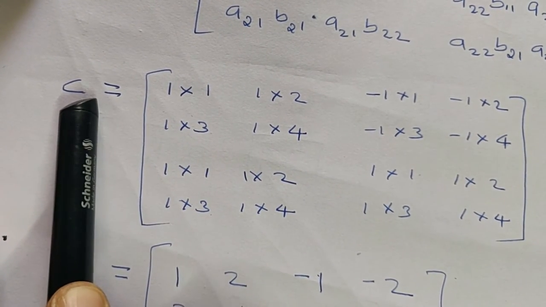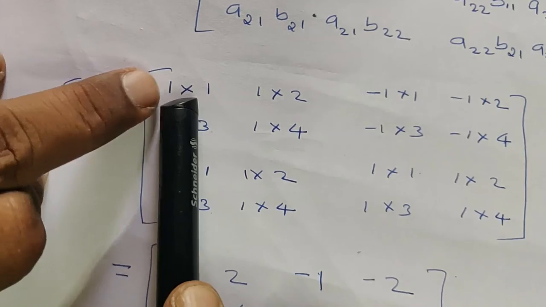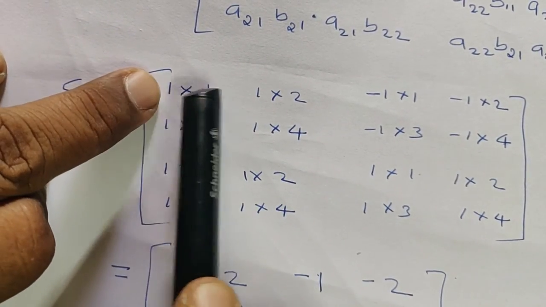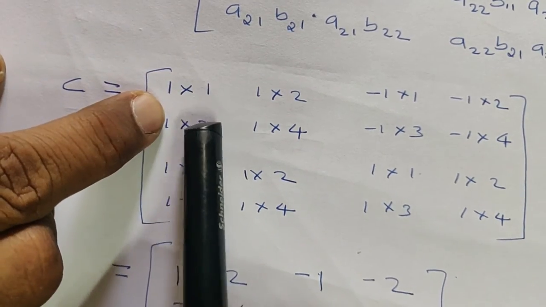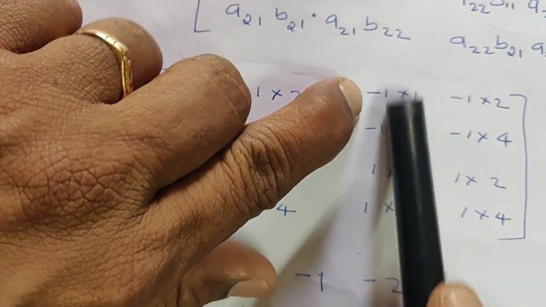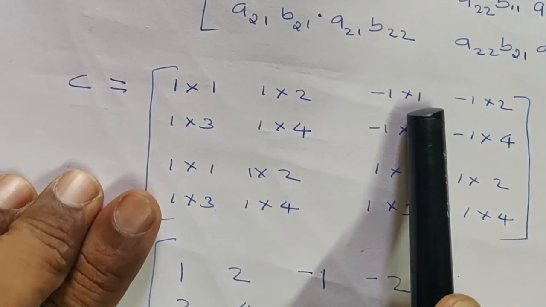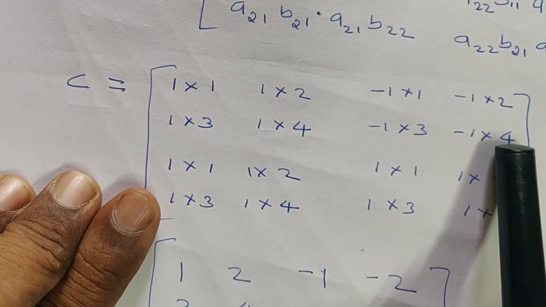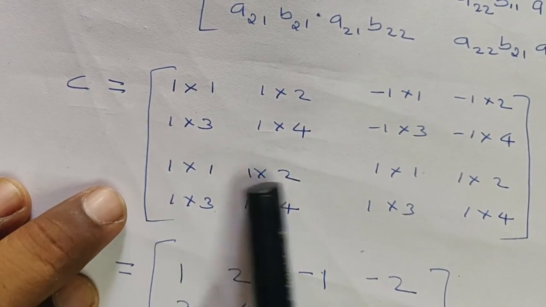The resultant C is equal to 1 into matrix B, that is 1, 2, 3, 4. That is 1 into 1, 1 into 2, 1 into 3, 1 into 4. Then -1 into matrix B, that is -1 into 1, -1 into 2, -1 into 3, -1 into 4. This should be repeated for all elements.